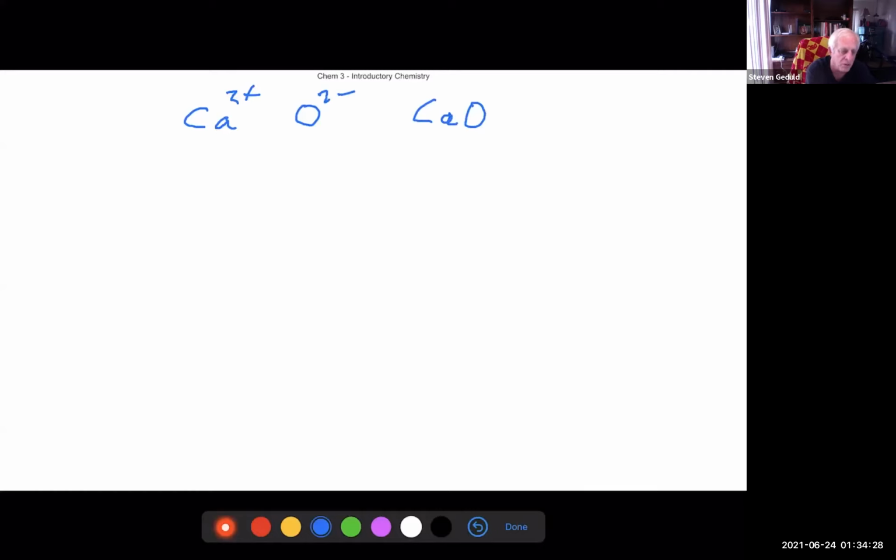When there's a number 1, we don't write that in our formula. When there's no subscript, we assume it's a 1. We know it's a 1. So calcium is +2, oxygen is -2. They combine, and that's a neutral compound now. So this is called calcium oxide. IDE ending for the anion, for the negative charge.